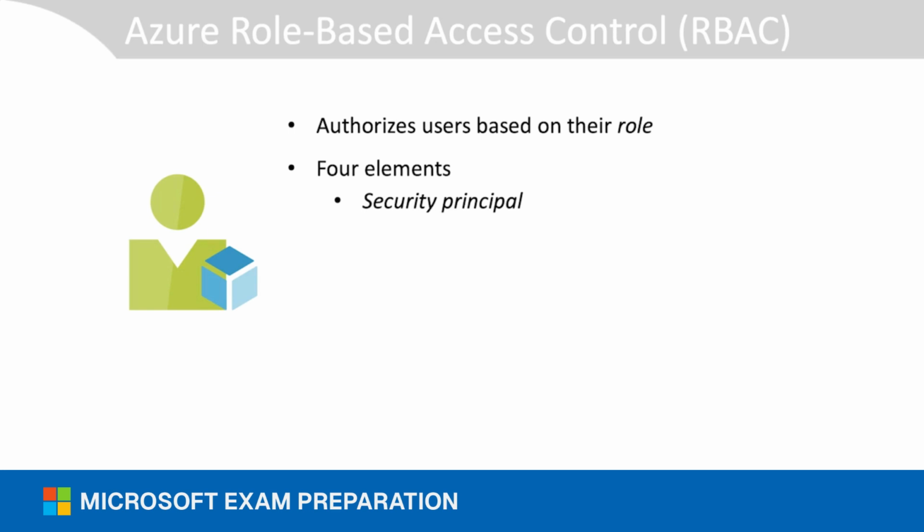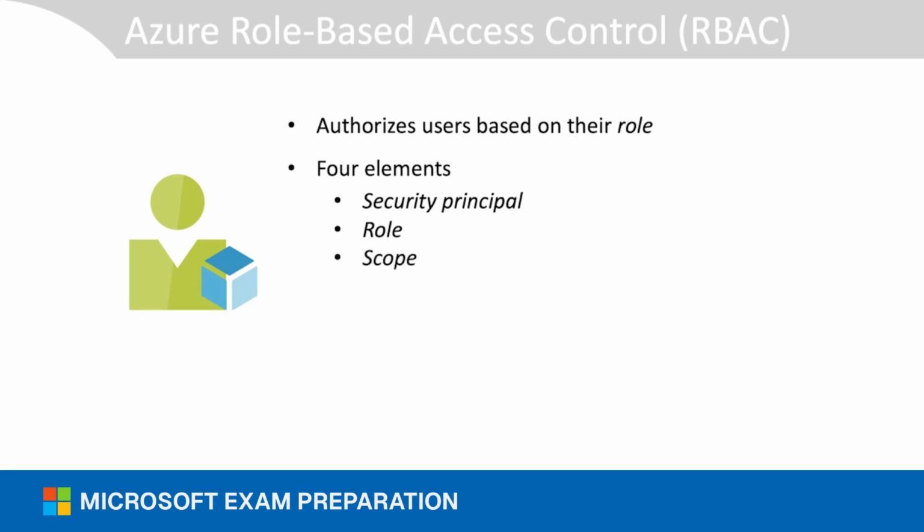The next element is a role. And the role, or a role definition, defines how the security principal can interact with an Azure resource. For example, the role might define that the security principal can read the properties of a resource, but it can't change any of those properties.